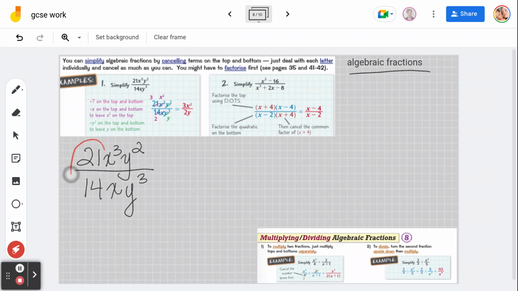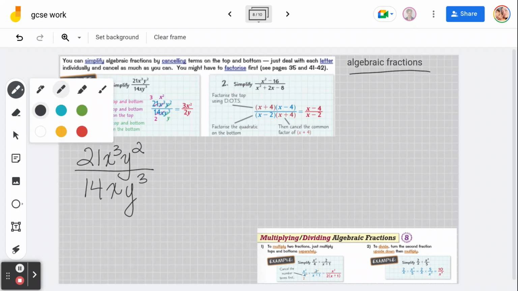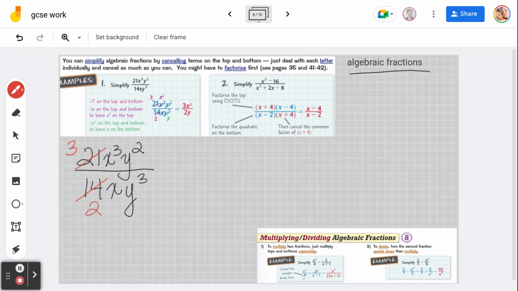Let's just start with these. First of all, our coefficients here. These are our numbers. That looks pretty easy. We know what goes into both of those. So I'm going to actually use a different color. So we know 7. We can see 7 goes into 14 twice, and 7 goes into 21 3 times. So we know we're going to have 3 over 2.